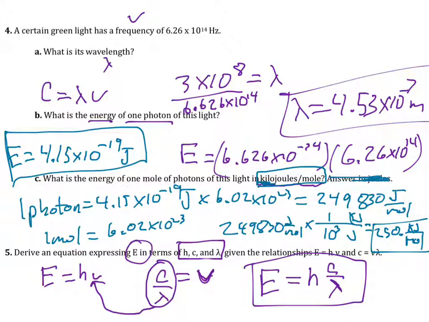So let's go ahead and recap real quick. In part B, we figured out how many joules of energy are in 1 photon. So 1 photon has that many joules of energy. In part C, it's asking, well, how much energy is in a mole of photons? Well, a mole is 6.02 times 10 to the 23rd, and so what you do is you multiply the amount of energy in 1 photon by Avogadro's number to give you the amount of energy in a mole of photons, and then you take the joules and convert it to kilojoules.